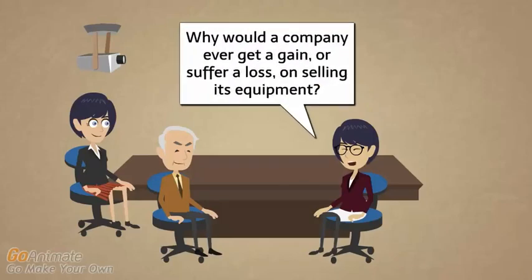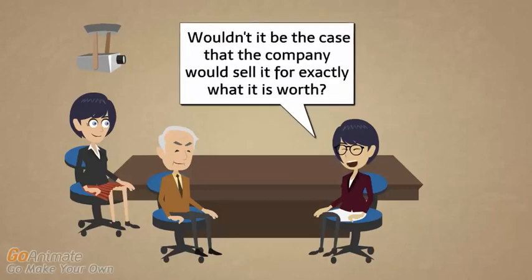Why would a company ever get a gain or suffer a loss on selling its equipment? Wouldn't it be the case that the company would sell it for exactly what it is worth? No, the company is probably selling the piece of equipment for its market value. But keep in mind that the gain or loss is not relative to the market value of the asset, it's relative to the book value of the asset.